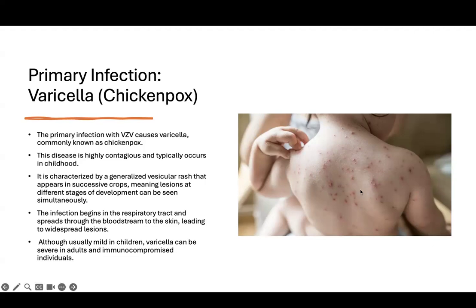Usually in children, as we know, varicella or chickenpox is very mild. We get it for a week or two and that's it. We stay at home because it's very contagious, so we don't want to spread it to other people. But it can be very severe in adults and immunocompromised individuals. And I'll talk about this a bit later.